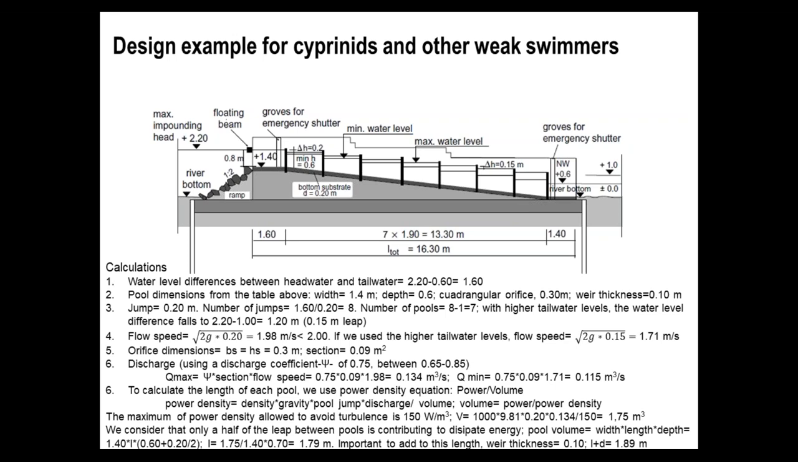As we know the jump, we know each leap for fish, and we can calculate the flow speed using the equation you have in point four on your screens. We can get the orifice dimensions from the tables. We can go through all the calculation process, as you can see on the screen.